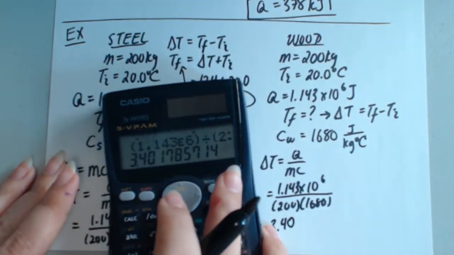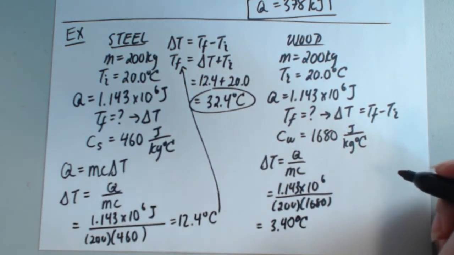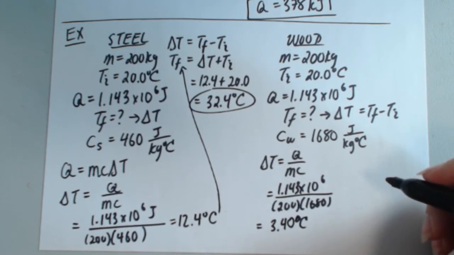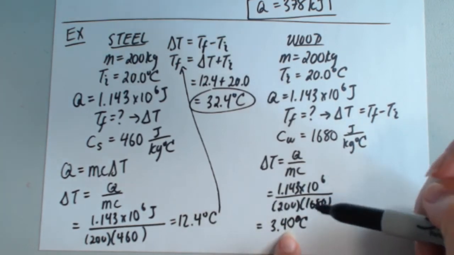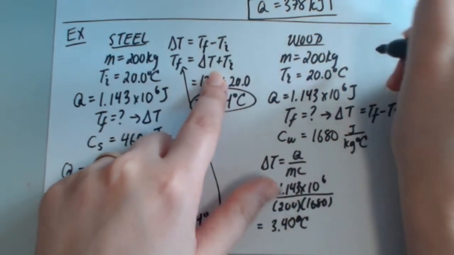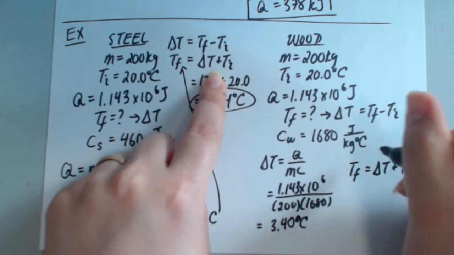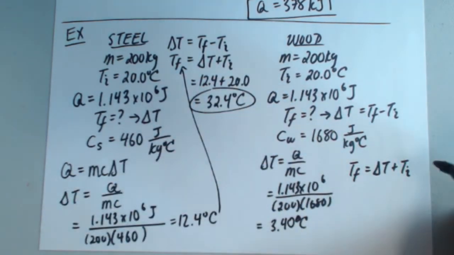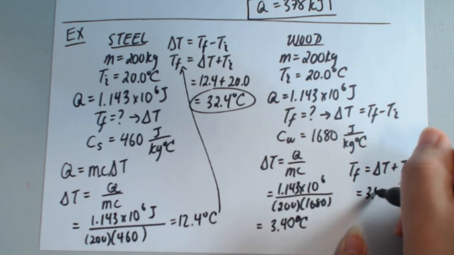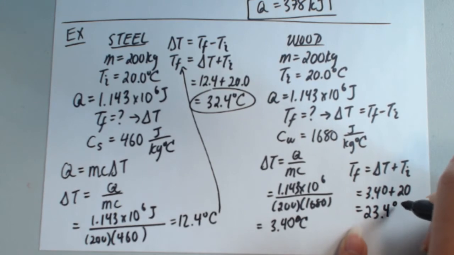3.4. Wow, so this one barely changed in temperature, whereas the steel changed a lot. So the wood really didn't change much. This is another way for us to see that steel, or in most cases metal, are good thermal conductors, but wood is a thermal insulator. It barely increased in temperature with all that energy added to it. So now we're going to use this expression: T final is equal to delta T plus T initial. The only reason I'm jumping to this formula is because I already arranged it here. Delta T is 3.40, initial temperature is 20, so you have 23.4 degrees Celsius.